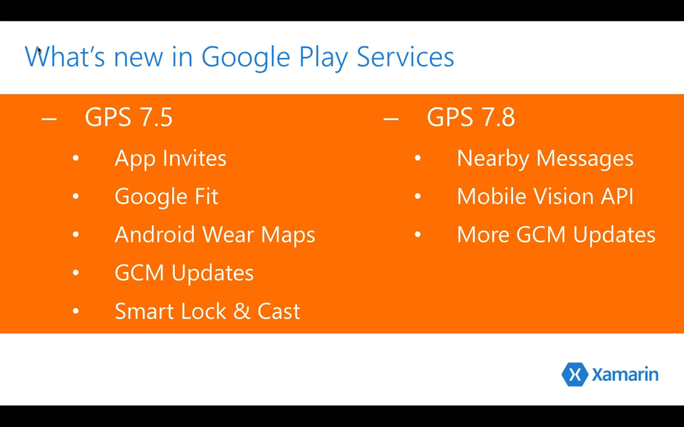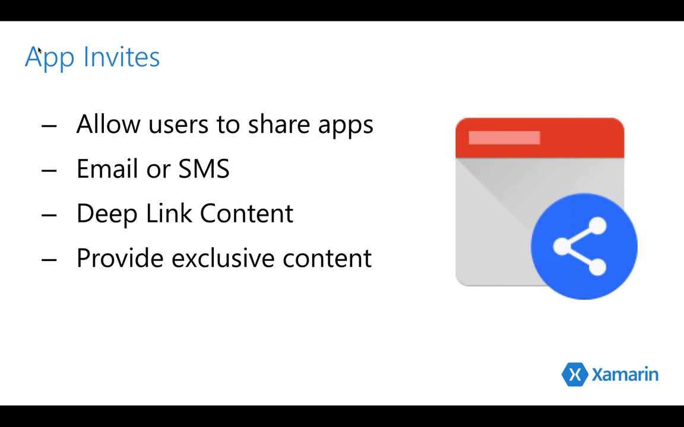Different versions such as 7.5, 7.8, and the brand new 8.1 have been released. Things like App Invites, Google Fit APIs, a lot of updates to Google Cloud Messaging, and this new Nearby Messages API, which is really cool, essentially to detect people around you using an application. But there's a whole lot packed into here, and I wanted to step through just a few of the brand new Google Play Services APIs.